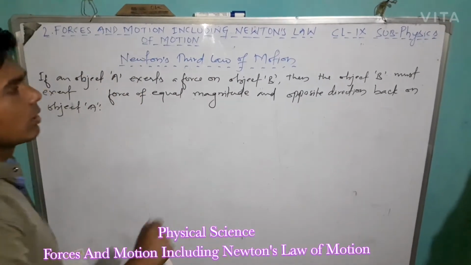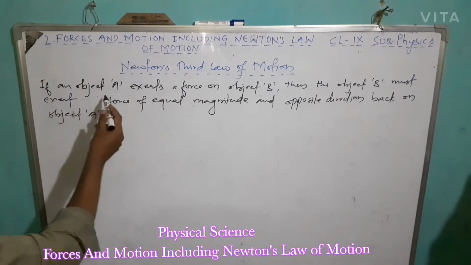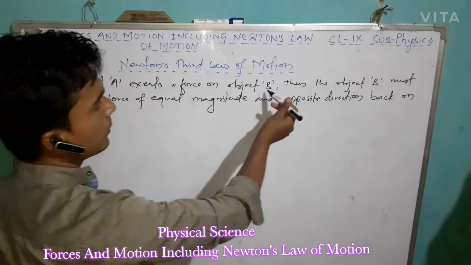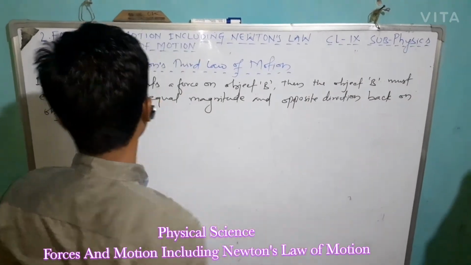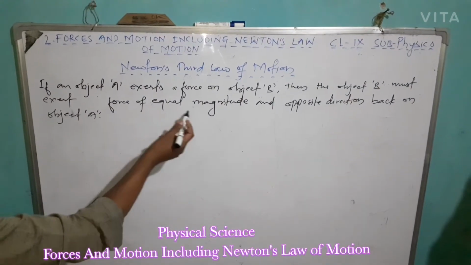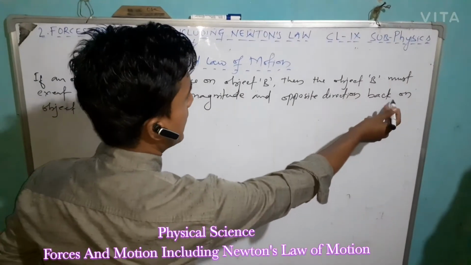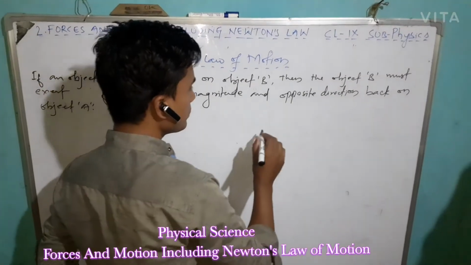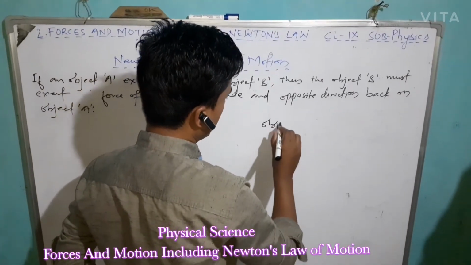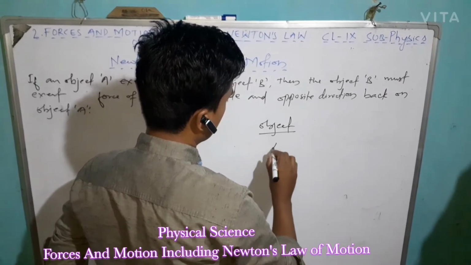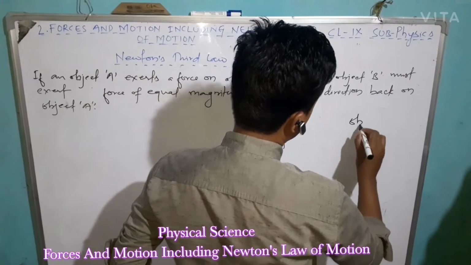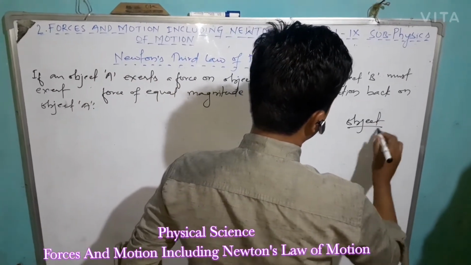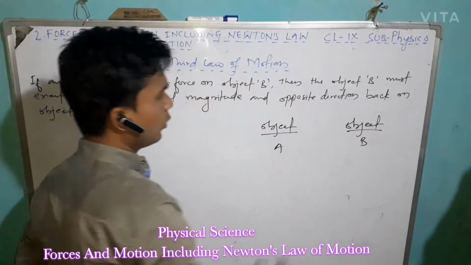As per Newton's third law of motion, if an object A exerts a force on object B, then object B must exert a force of equal magnitude and opposite direction back on object A. So here we have two objects. The first one is A and the second object is B.